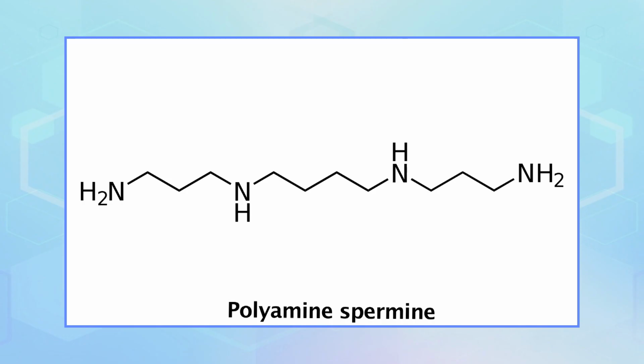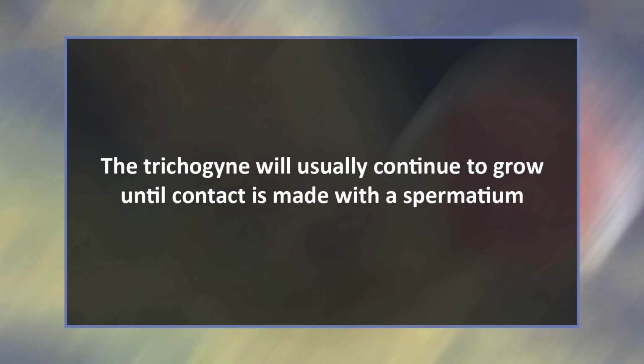Fertilization stimulates the production of the polyamine spermine, which steers the carpogonial branch towards the production of carpospores. The trichogyne will usually continue to grow until contact is made with a spermatium. After fertilization has occurred, the trichogyne becomes separated at its base from the rest of the carpogonium by the progressive thickening of the cell wall.